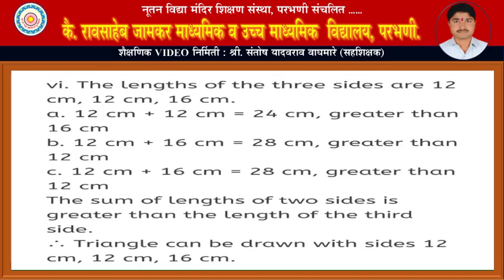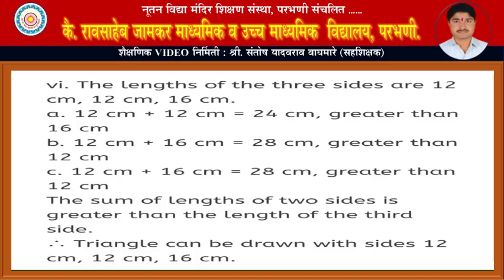Sixth question. The lengths of the three sides are 12 cm, 12 cm and 16 cm. 12 is 2 times here. So, we will add 12 plus 12 is equal to 24. It is greater than 16 cm. Now, we shall add 12 plus 16, which is equal to 28 cm, greater than 12 cm. Third also we will add another 12 plus 16, which is equal to 28 cm, greater than 12 cm.